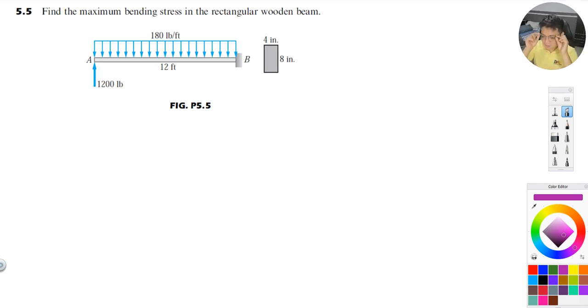Okay, so let's now first have the reaction. So para alam, pag ganito, makapag-drawing tayo ng shear and then the moment diagram. So, since this is a fix, so we can have RB here.